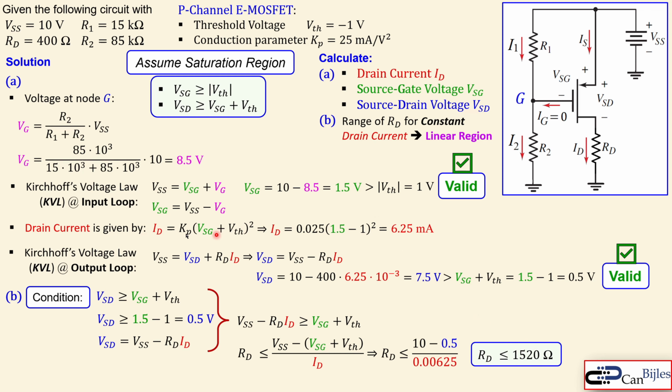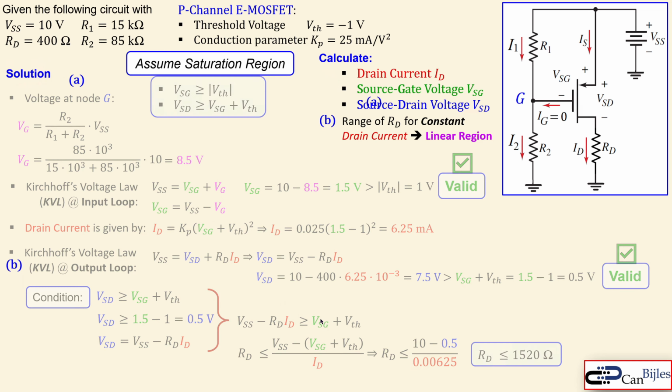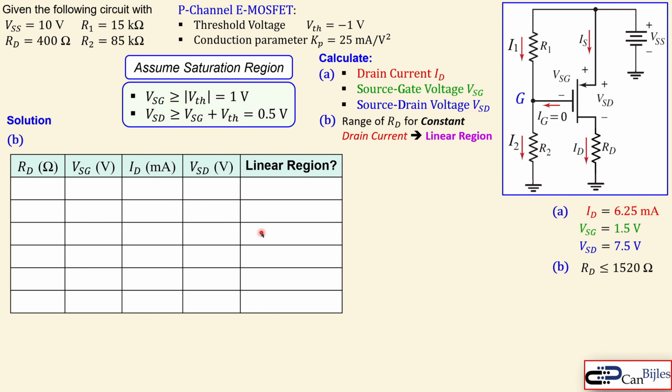This is really important. This formula is only valid for drain current when you're in the saturation region, which is not valid when you go into the triode region. Okay, let's see more details about this, because we have already done the example.